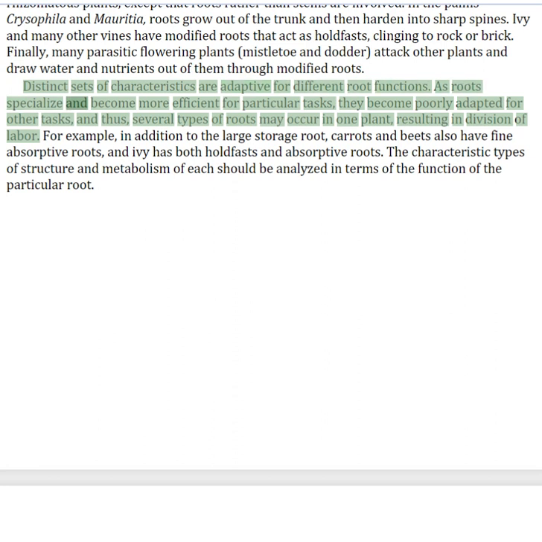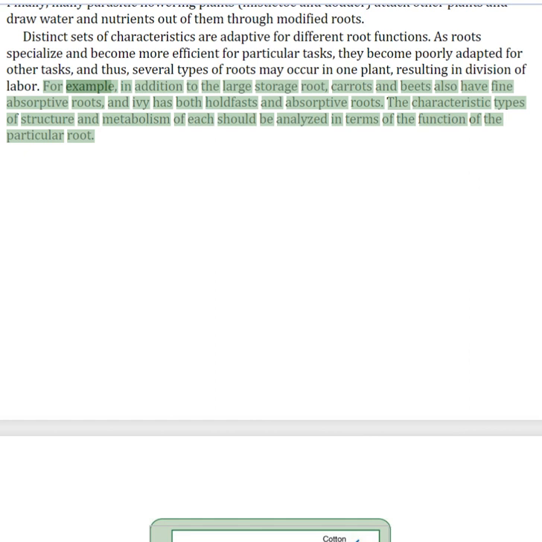As roots specialize and become more efficient for particular tasks, they become poorly adapted for other tasks, and thus, several types of roots may occur in one plant, resulting in division of labor. For example, in addition to the large storage root, carrots and beets also have fine absorptive roots, and ivy has both holdfasts and absorptive roots. The characteristic types of structure and metabolism of each should be analyzed in terms of the function of the particular root.